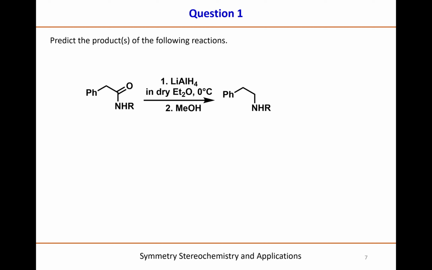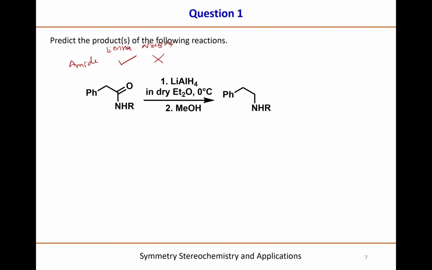Predict the product of the following reaction. So here lithium aluminium hydride is used for reduction of an amide. What is this functional group? It is called an amide, right? So remember, an amide can be reduced by LAH, but sodium borohydride cannot reduce an amide. So here we have lithium aluminium hydride, which can reduce the amide at 0 degrees in dry ether.